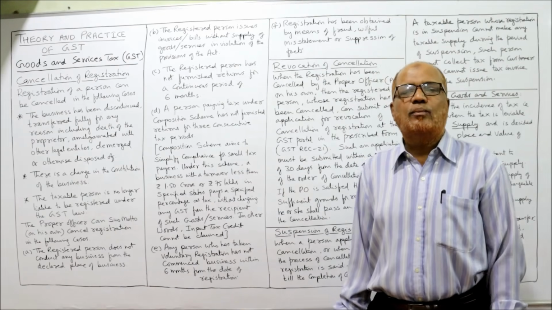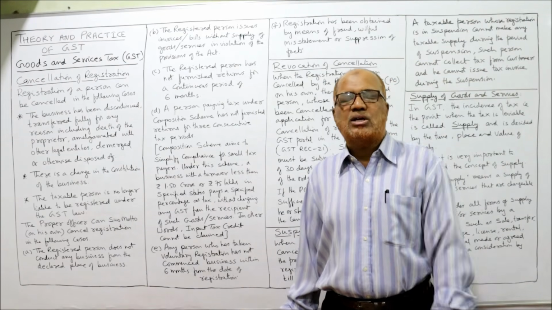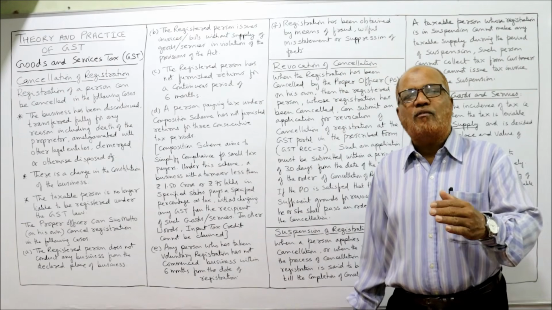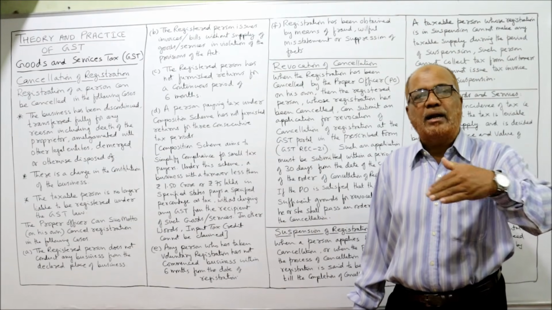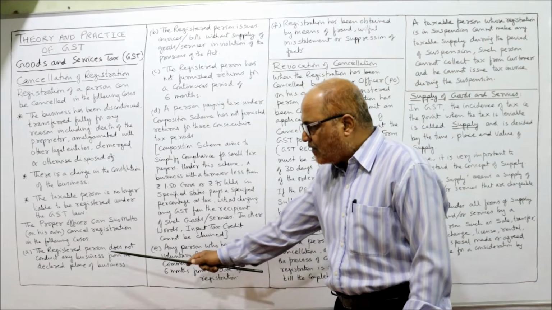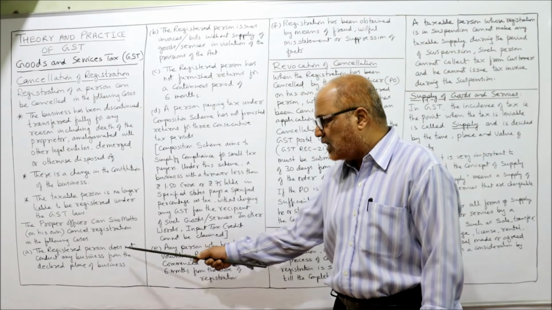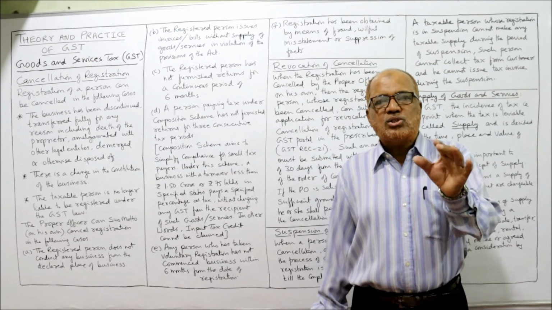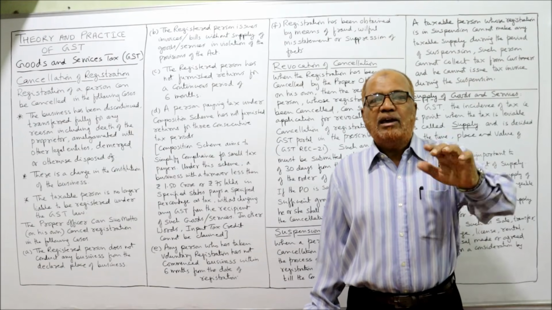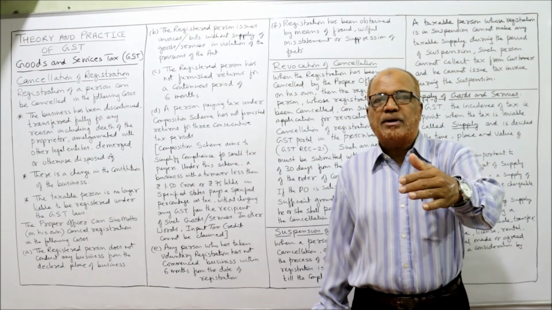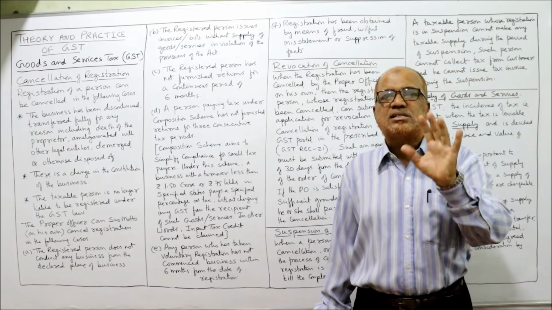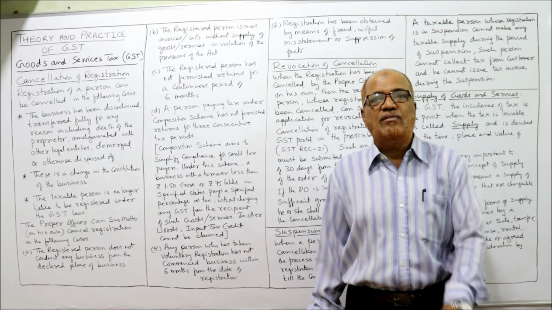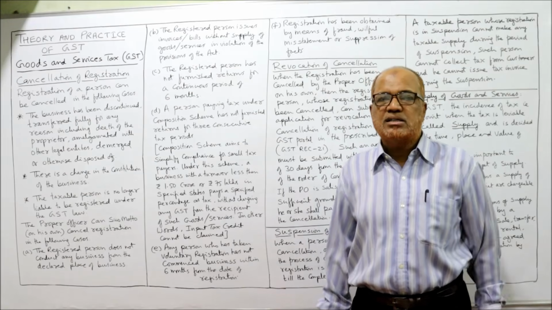I told you, registration can be cancelled either by the application of the registered person or suo motu by the proper officer. So when will the proper officer suo motu cancel the registration, under what circumstances? First one, the registered person does not conduct any business from the declared place of business. At the time of registration, the place of business should be declared. If later on the registered person is not conducting the business at the registered place, then the PO has the authority to cancel the registration.